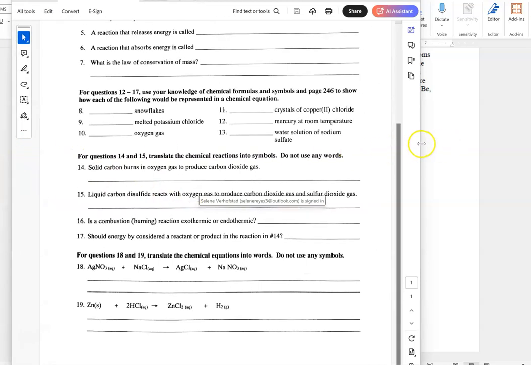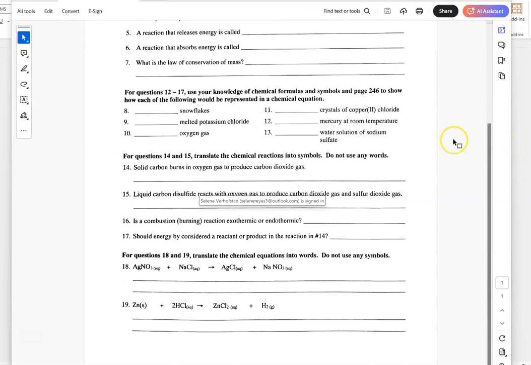So let's see. So now actually, you can try 8 through 13 by yourself if you want to stop the video for a little bit. All you're going to do is use your knowledge of chemical formulas and symbols that we've been doing to show how each of the following will be represented in a chemical equation. So for example, just to start you off, and then I'm going to pause for a few seconds.